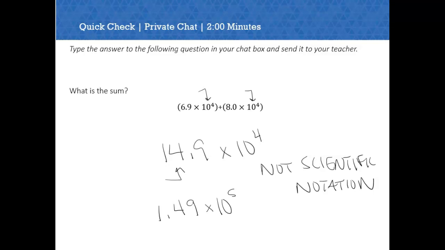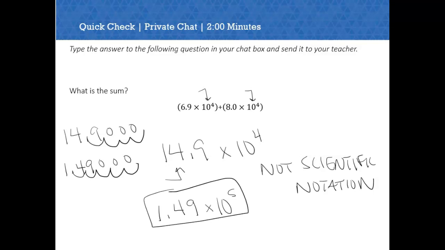So we actually need to add a power. So let's talk about that. 14.9 times 10 to the fourth means we move the decimal over 4 times. 1, 2, 3, 4. So 0, 0, 0. If we have 1.49, how many times do we move it to get the same number? We need to go 1, 2, 3, 4, 5 to add those 3 zeros. So when we move this back to the left, we need to add an exponent. So this is the correct answer, 1.49 times 10 to the fifth. When you first do it, you get 14.9 times 10 to the fourth, but that's not scientific notation, so you need to adjust.